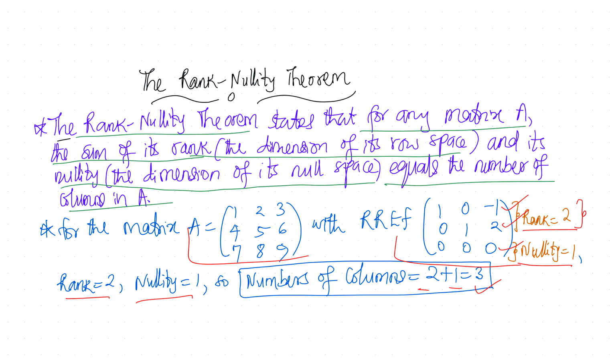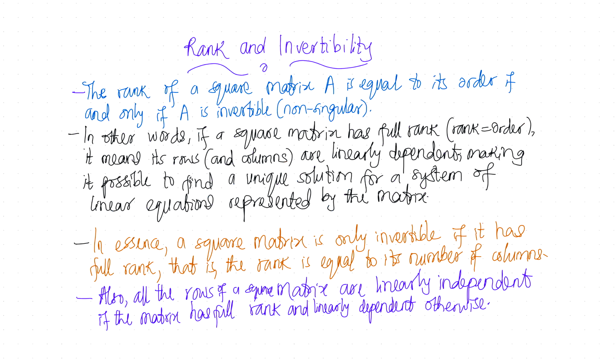Okay, so we go ahead to talk about the idea of rank and invertibility. You can see inverse has been following us since we started way back, right? Because it's very important. So the rank of a square matrix is equal to its order if and only if A is invertible. Now, this is related to where we're coming from, right?